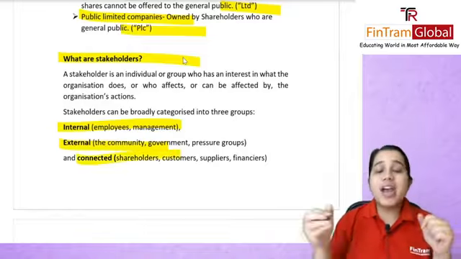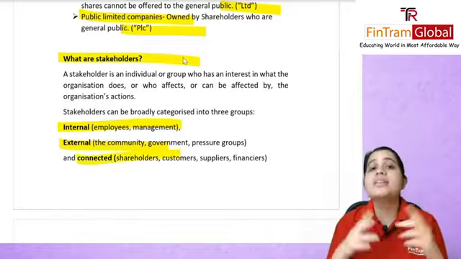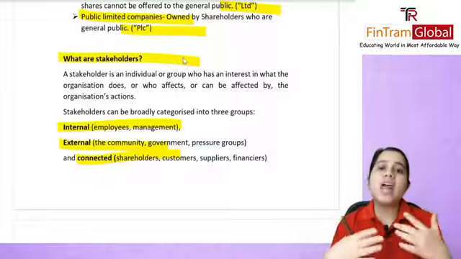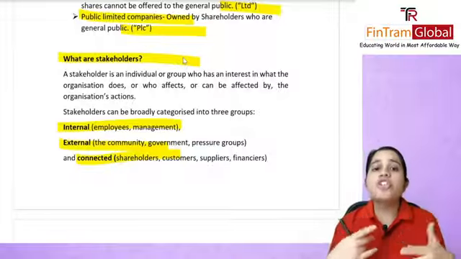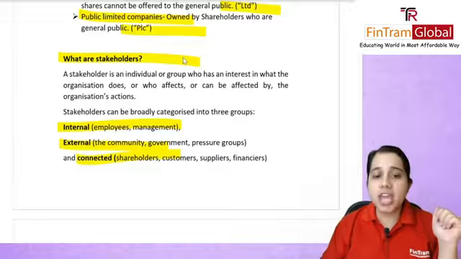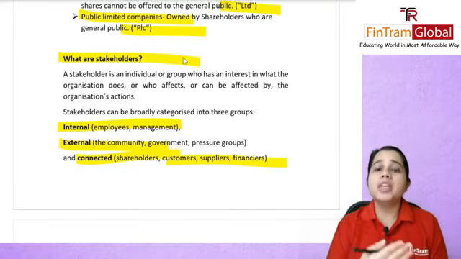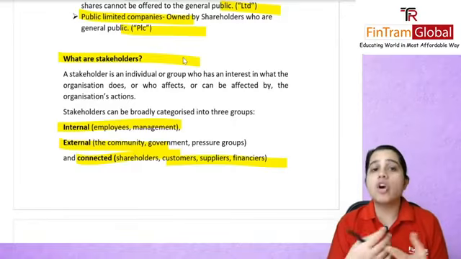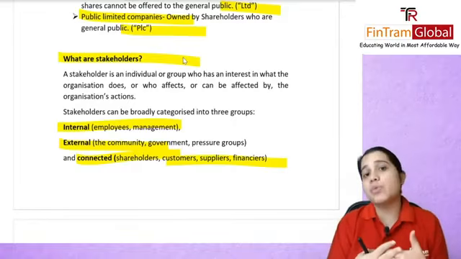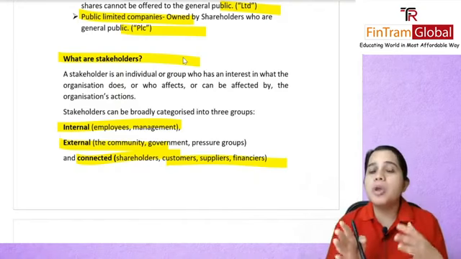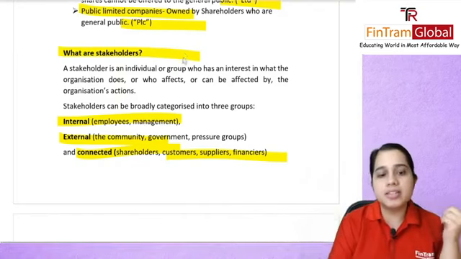And we also had, finally, our connected stakeholders. These are those stakeholders with which you will have a connection, a contractual link. So here you had your shareholders, customers, suppliers, or your financiers, the people who are providing you money. Of course, they are also interested in the working of your organization. They have a contractual link with your organization, so they become your connected stakeholders.